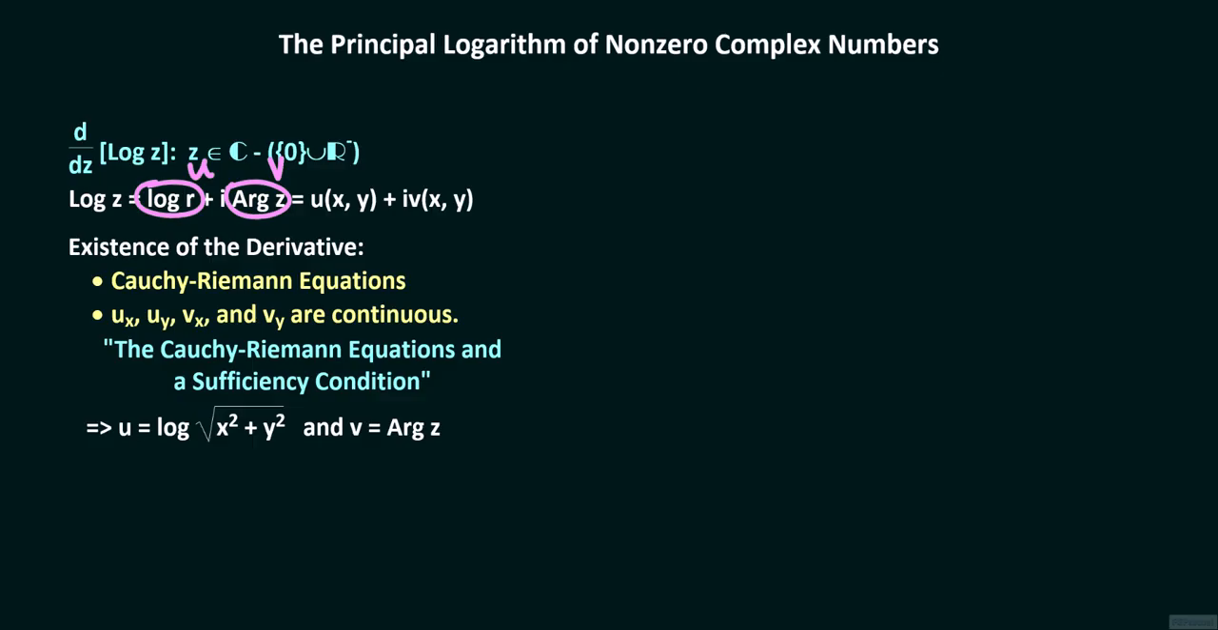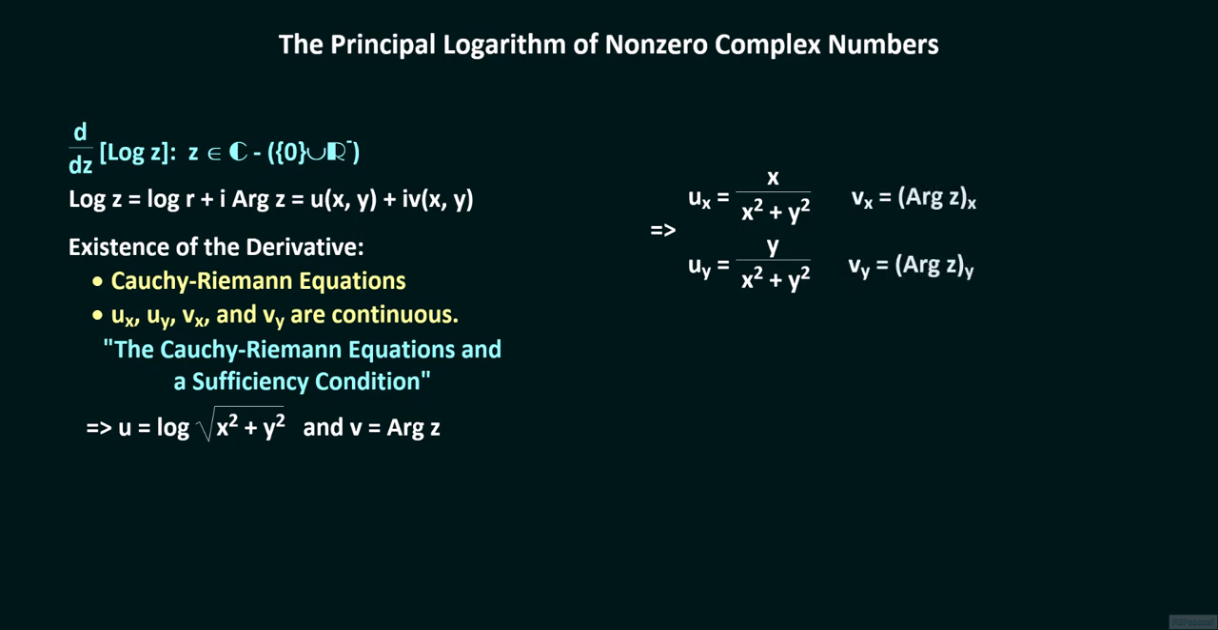One can verify as an exercise that u sub x equals x over the sum of the squares, x squared and y squared, and that u sub y equals y over the same denominator. We will find v sub x and v sub y, or the derivatives of the principal argument of z, in a roundabout way. Tangent of the principal argument of z is y over x.